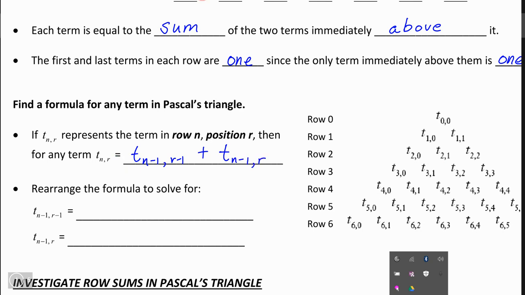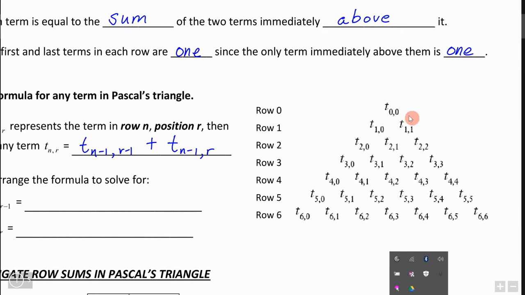So let me explain this formula just a little bit here. Look at Pascal's triangle now written as term numbers. If you're on row 0, then the term up here, you know it's a 1, but it's labeled t of 0, 0. The first 0 stands for the row number, the second 0 stands for the position. So you always have to start your labeling from 0.